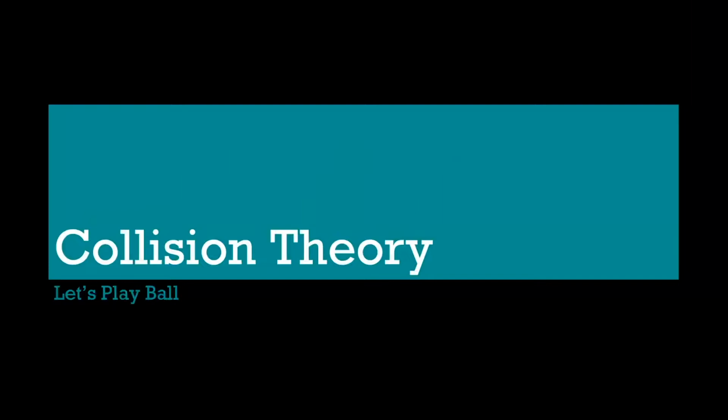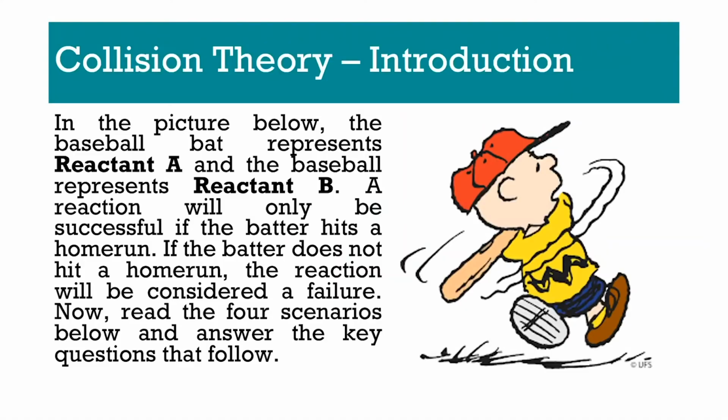So, let's play ball. You should be following along with this video to the note sheet. And on the note sheet, you'll see Charlie Brown and a paragraph. So we're going to say reactant A is a bat, and reactant B is the ball. If we were doing this in class, the ball would have been our lovely beach ball Bob. But we'll do this through a video for now.